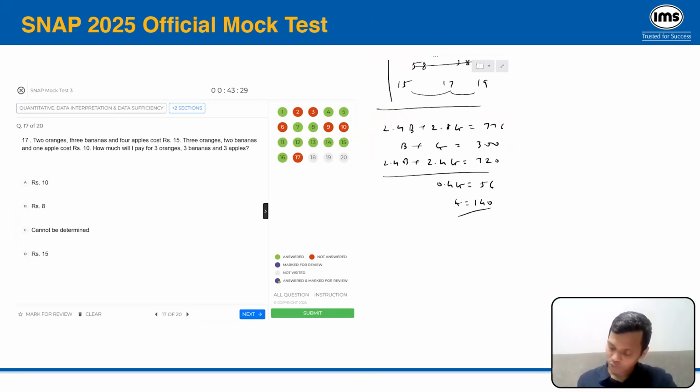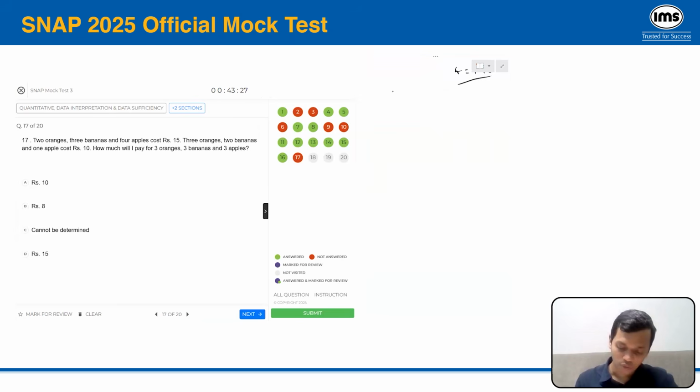So in SNAP, you do get a lot of direct questions. It's not that you don't. But some of the series questions I found particularly to be very straight. 2 oranges, 3 bananas, 4 apples. 2, 3, 4: oranges, bananas, apples. 2 oranges, 3 bananas, 4 apples, 15 rupees.